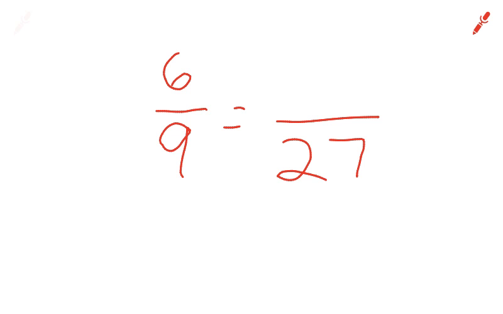All right, next one, B. 6 over 9. And then we have a 27 here. Well, 9 times 3 is going to be 27. So we do times 3 here. And what do we get? 18. Very good.